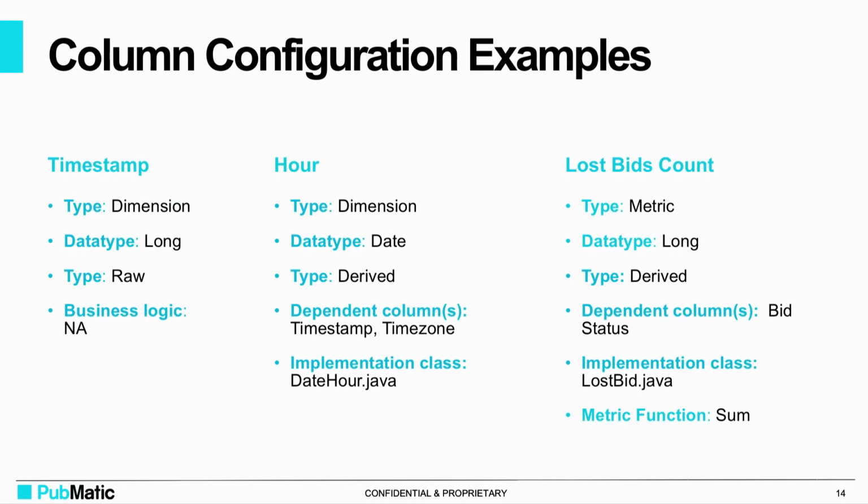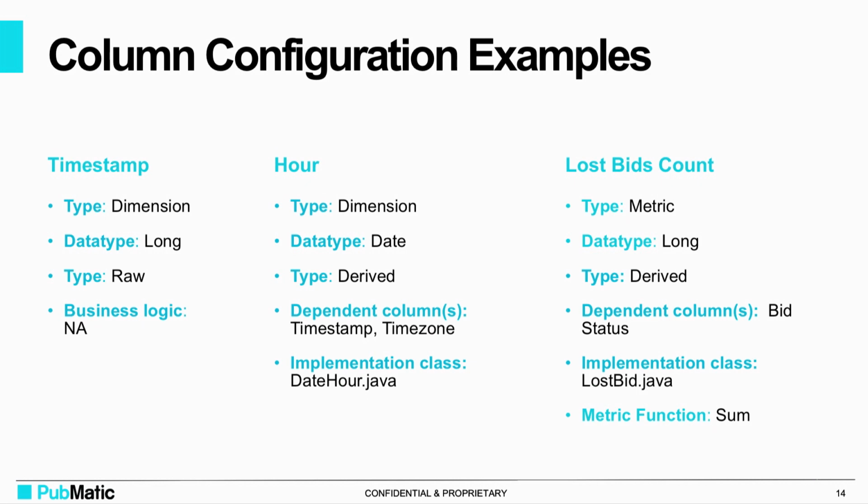To give you an example, timestamp is a raw column which comes into our logs. Every log will have a timestamp. And our dimension, hour, is derived based on the timestamp and the time zone. So now, if we wanted to use hour in any other report, we didn't have to write this logic again in Spark code. We didn't have to write this UDF again. We took that functionality out, said these are the dependent columns, and that implementation went into a standard date hour class.